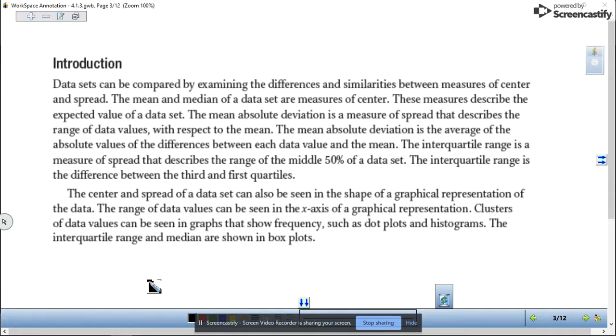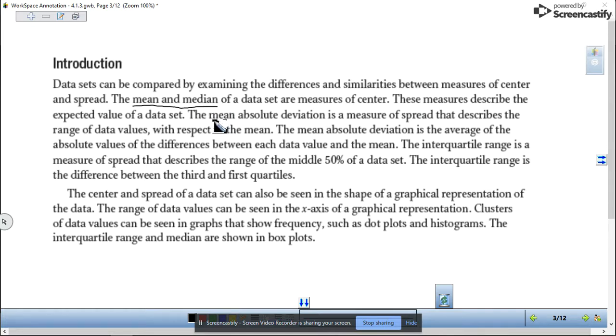All right, for 413, we want to compare multiple data sets using the information that we learned how to do in 411 and 412. So data sets can be compared by examining the differences and similarities between measures of center and measures of spread. The mean and median of a data set are the measures of center. So when it talks about comparing measures of center, we're talking about these specifically. These measures describe the expected value of a data set.